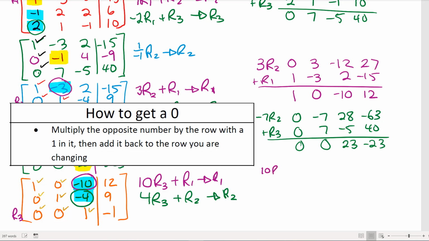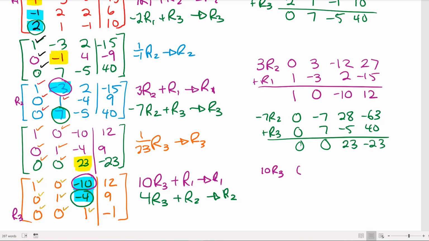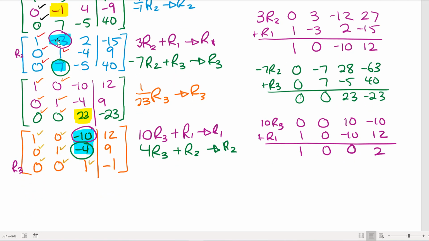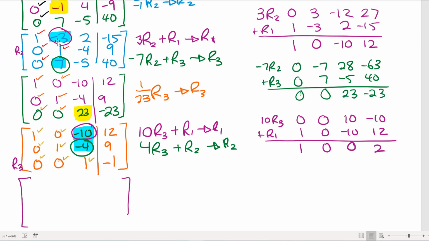So 10 times row 3: 10 times 0 is 0, 10 times 0 is 0, 10 times 1 is 10, and 10 times negative 1 is negative 10. And I'm going to add that to row 1, which is 1, 0, negative 10, 12. Add down, I get a 1, a 0 in the third column, so that's not a big surprise. That's what I was hoping to have happen, and then 2. So in my next iteration, row 1 is replaced with 1, 0, 0, 2. Row 3 stays the same: 0, 0, 1, negative 1.